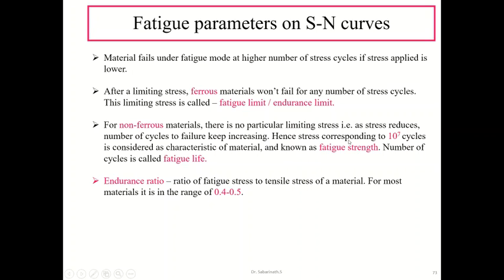Hence the stress corresponding to 10 to the power 7 cycles is considered as a characteristic of the material and is known as the fatigue strength. The number of cycles is called the fatigue life. The endurance ratio is the ratio of the fatigue stress to the tensile stress of a material. For most materials, it is in the range of 0.4 to 0.5.